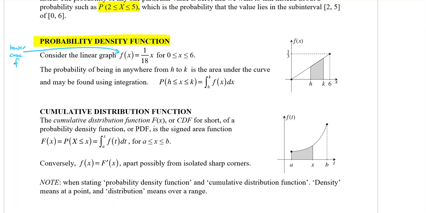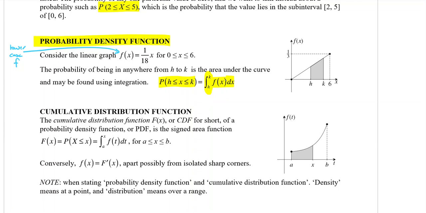We have an example here: f of x is equal to 1 over 18 x, and there's even a diagram of it between 0 and 6. The probability of being anywhere between h and k is the area under the curve. So if we wanted to find the probability in a specific area, we would just integrate between the parts that we want. The probability of it being between h and k is the integral between h and k of whatever my probability density function is.